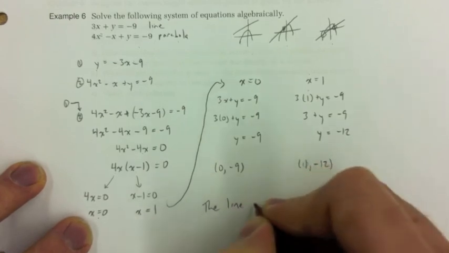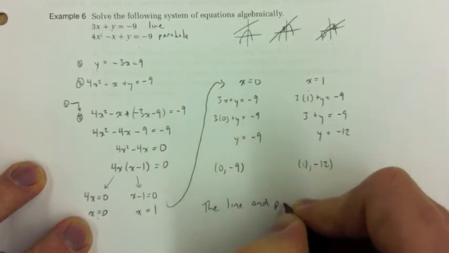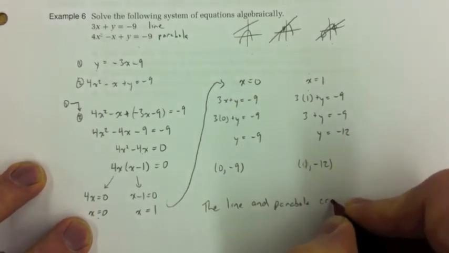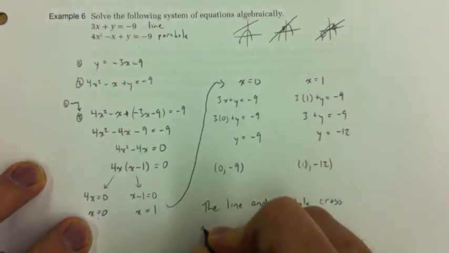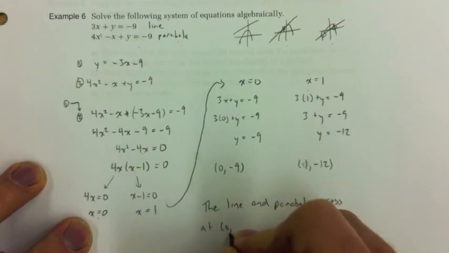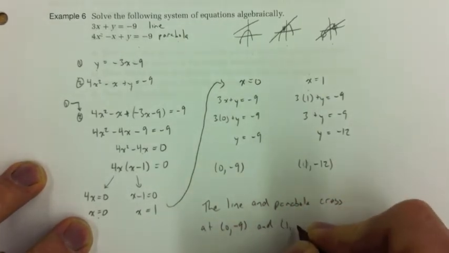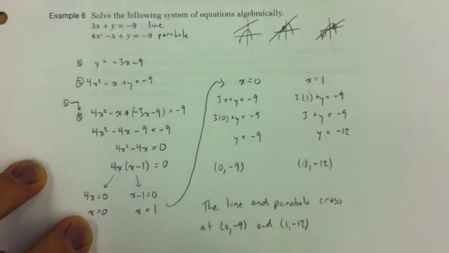So the line and parabola cross at 0 and negative 9, and 1 and negative 12.